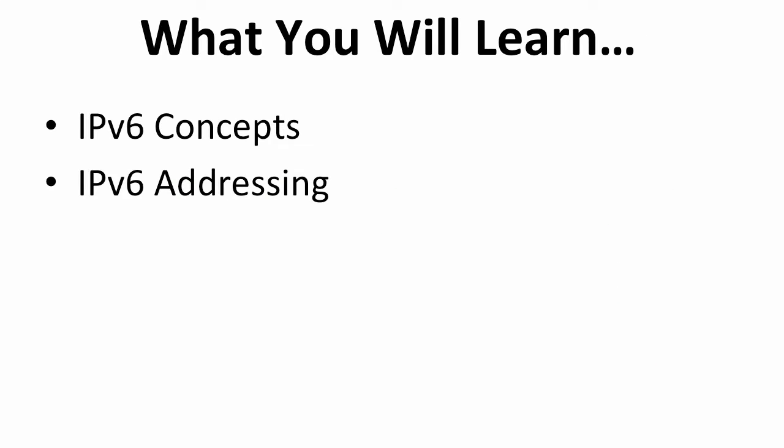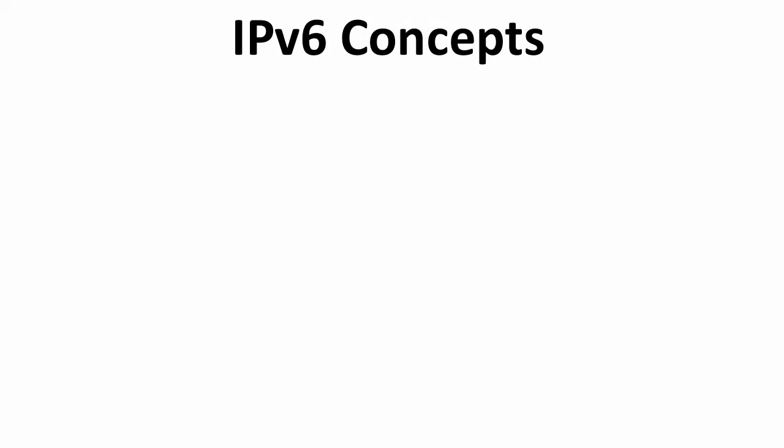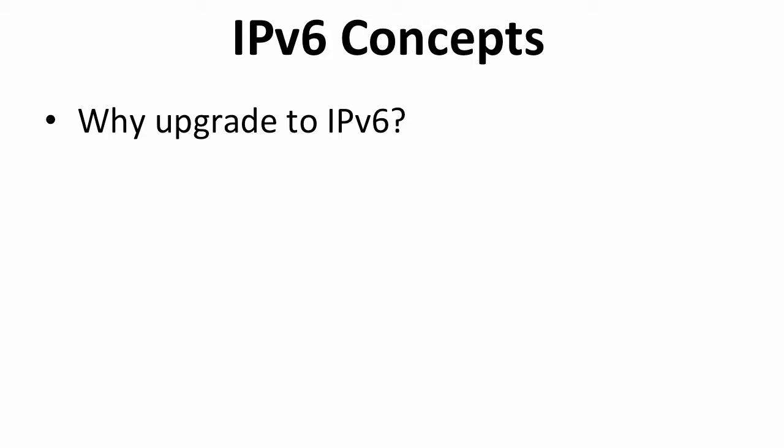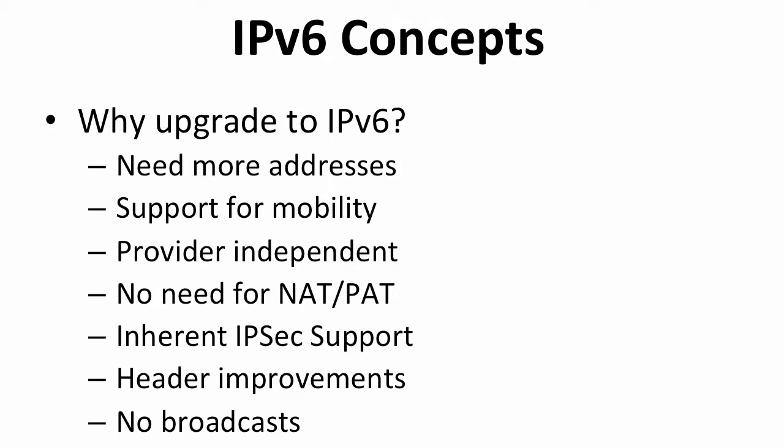So let's ask the basic question: why even upgrade to IP version 6, other than the fact that you simply get more IP addresses? Well, there are a lot of reasons why you would want to upgrade to IP version 6, and here are a few of them spelled out for you, which I think you'll need to know for your CCNP ROUTE exam. But please note, you no longer need NAT or PAT. It has inherent IPsec support. These are key and critical updates.